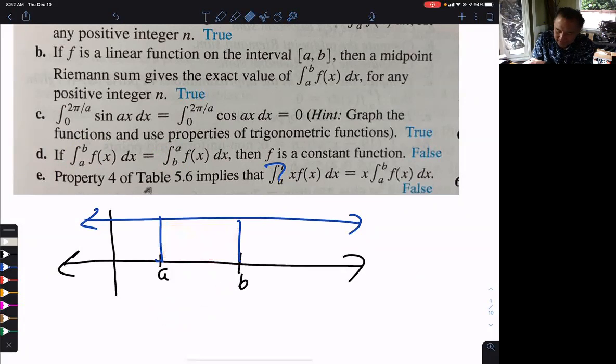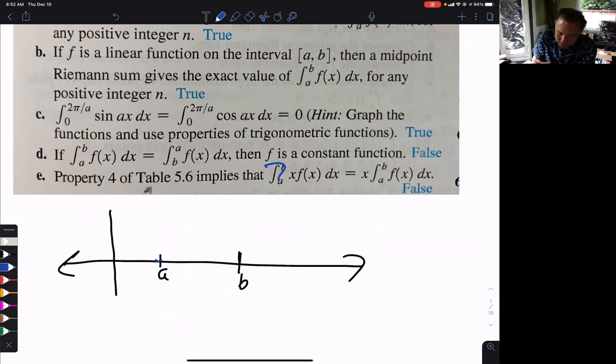I don't know if you guys can think of it. Anyone know what it is? If you said y equals 0, if you do that, what's the integral from a to b? 0. What if you go backwards? It's still 0. So that's one case, but it has to work for all constant functions. So that's a false statement.